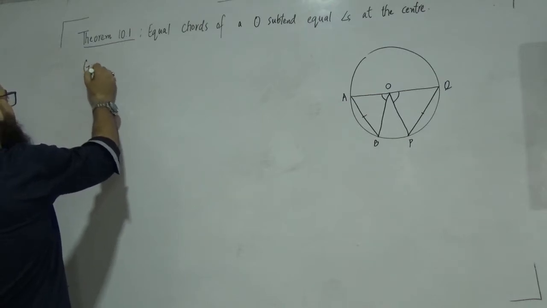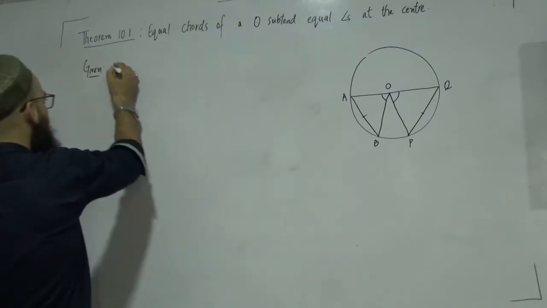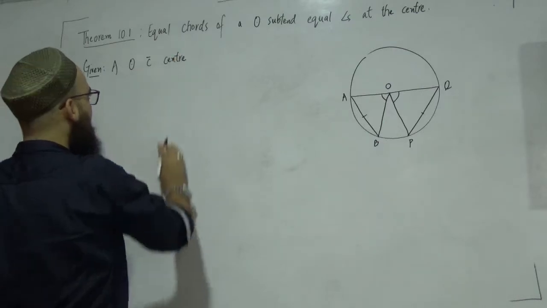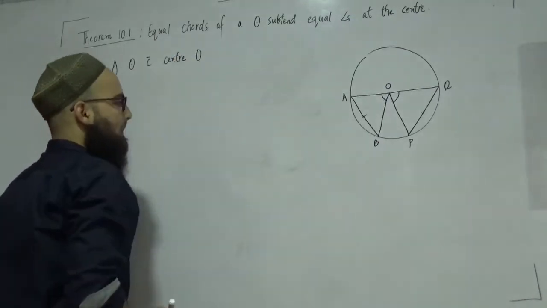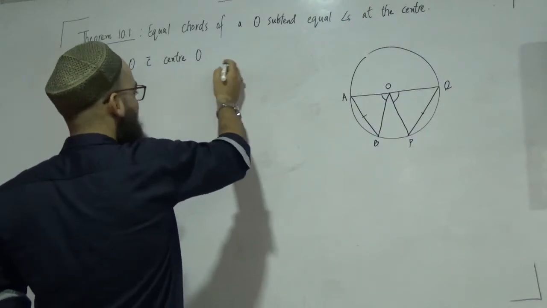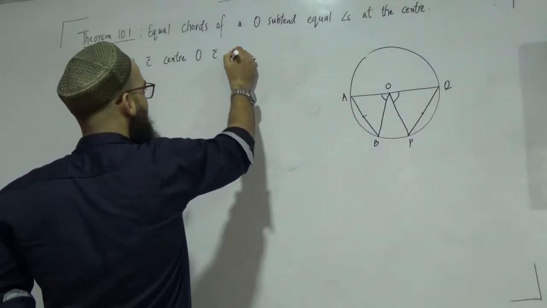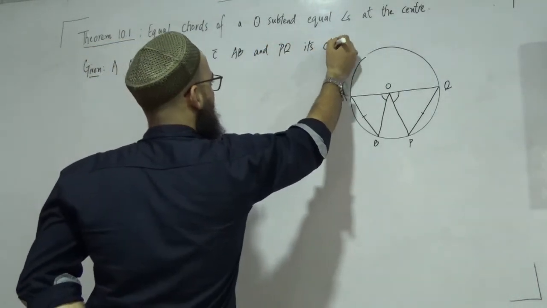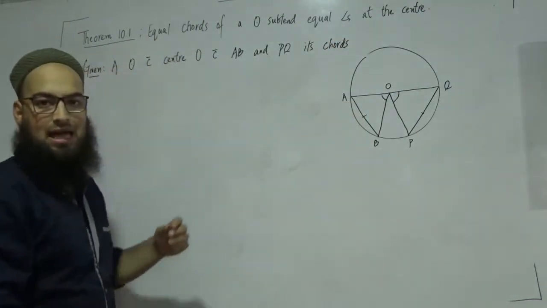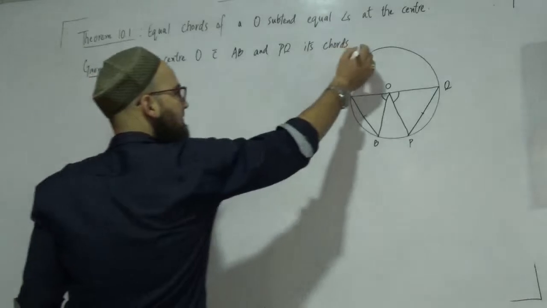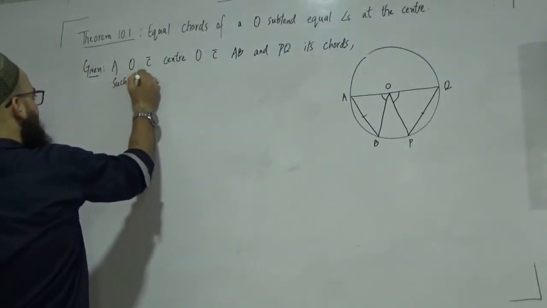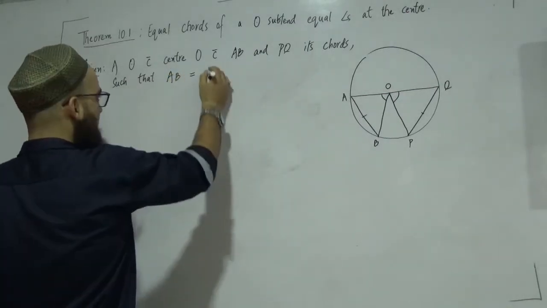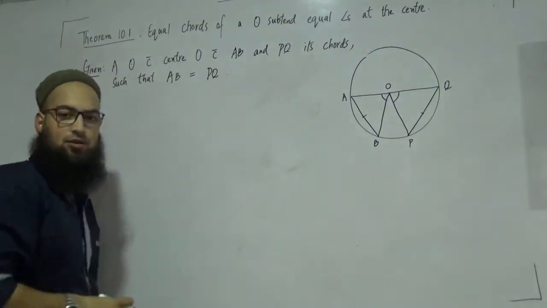Given. What is given? A circle with center O, with AB and PQ its chords, such that AB is equal to PQ, because the chords are of equal length.